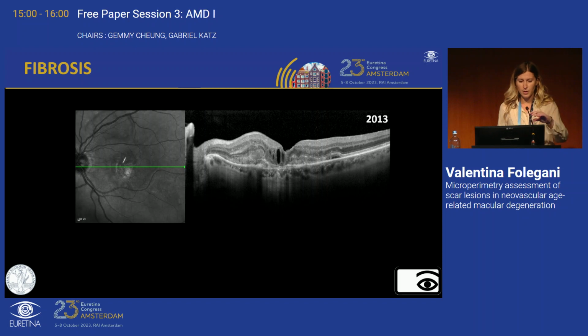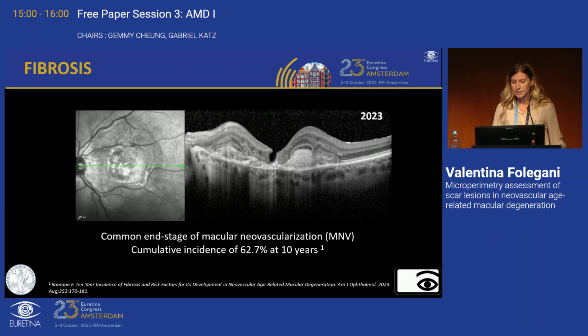This is an example of a macular neovascularization in 2013, and the patient underwent several intravitreal anti-VEGF injections. And this is the result after 10 years. So we can see the development of fibrosis, which is the commonest stage of macular neovascularization, and it has a cumulative incidence of 62.7% at 10 years.